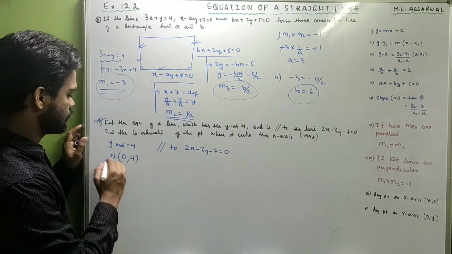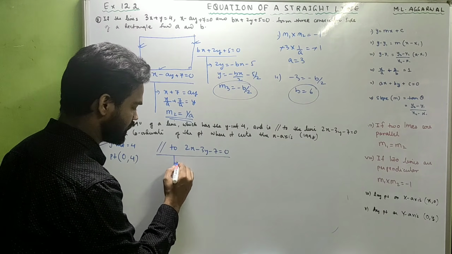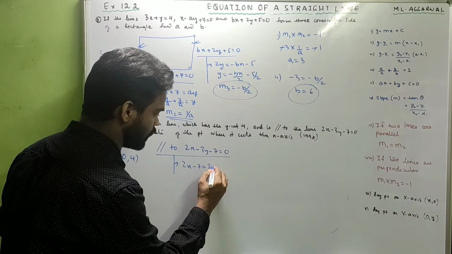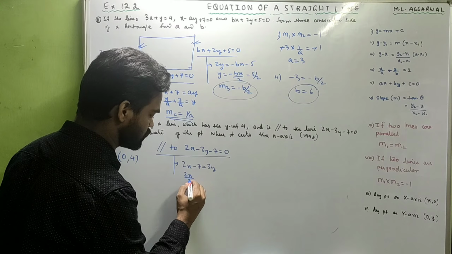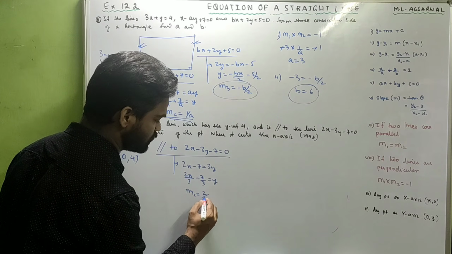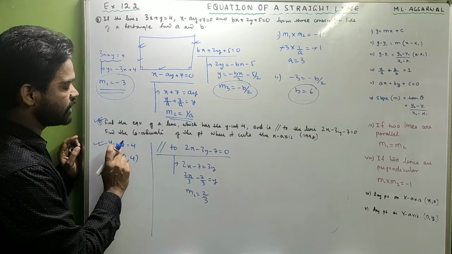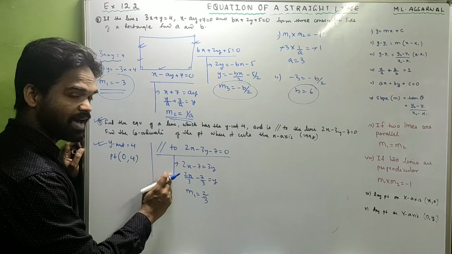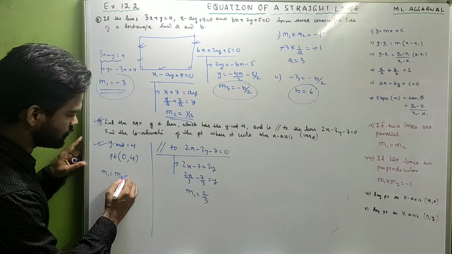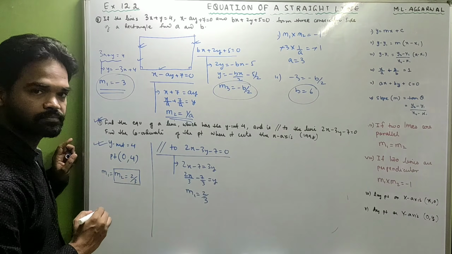First of all, see, y-intercept was given. From here, can I get the slope of this line? Look, 2x minus 7 equals 3y. So 2x by 3 minus 7 by 3 equals y, which means m1 is 2 by 3. Now, our original line, which makes a y-intercept 4, is parallel to this, which means m1 equals m2 is equal to 2 by 3. Suppose m2 is the slope of our line.